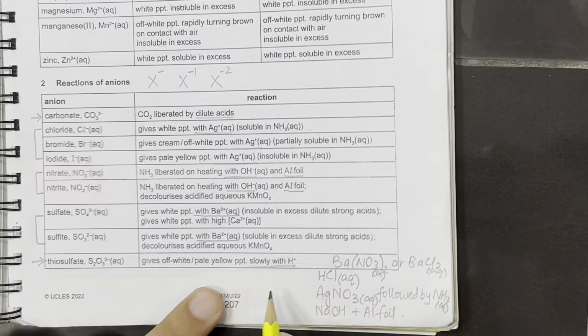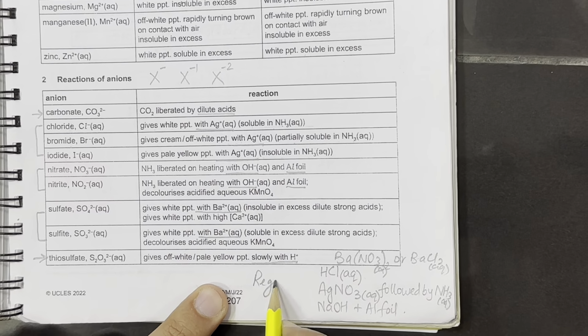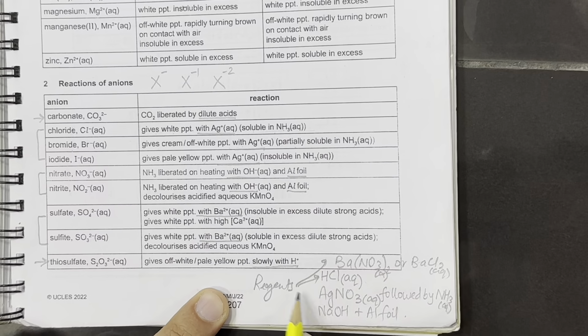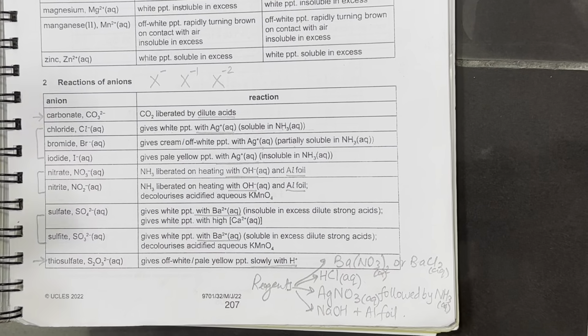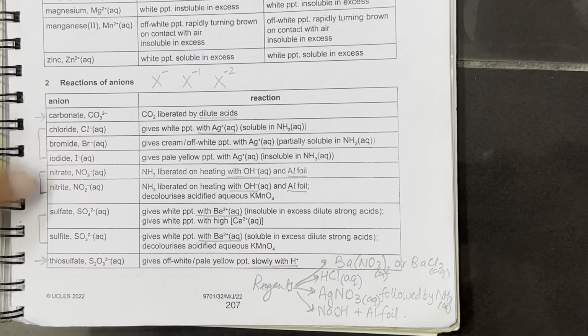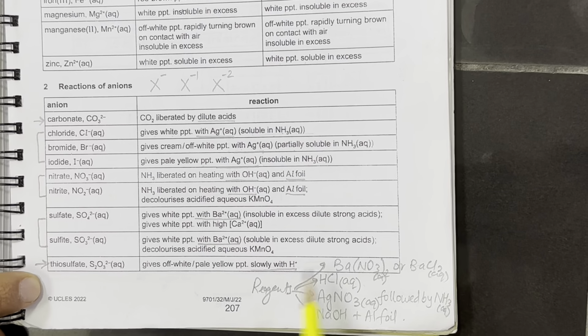So these are the four reagents we need for the testing of all the anions given in the table. These are the 9 anions. They can all be tested by using these 4 chemicals.